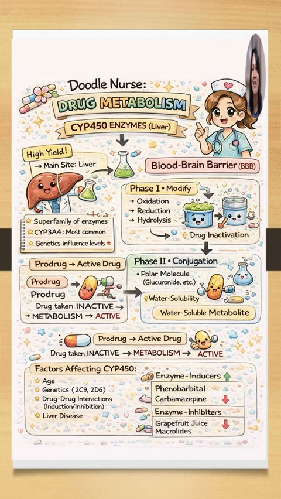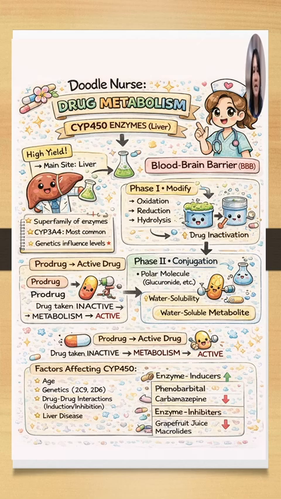Another important concept is the prodrug, like I've mentioned earlier. These are medications that are initially inactive and become active only after being metabolized in the liver. Several factors can affect CYP450 activity, including age, genetics, liver disease, and drug interactions, of course. Drug interactions are especially important because we have enzyme inducers such as phenobarbital and carbamazepine, which increase metabolism, which can decrease drug levels.